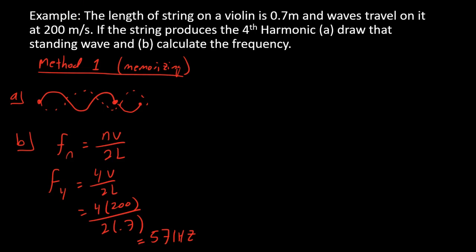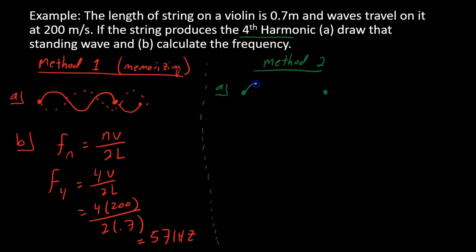But there's another method, because Mr. Thrasher hates memorizing, and I'm old, and I'm not very good at memorizing. I can still solve this problem just by knowing 2 things, the boundary conditions and being able to count. Here's what I mean by the second method. What I know for strings is they have to start and end with nodes. The 4th harmonic is just the 4th possible standing wave.